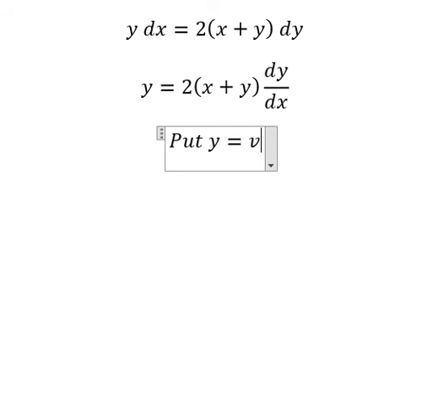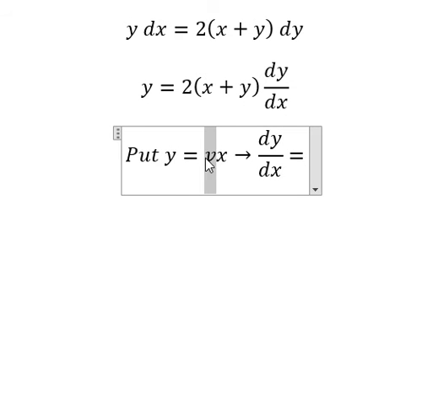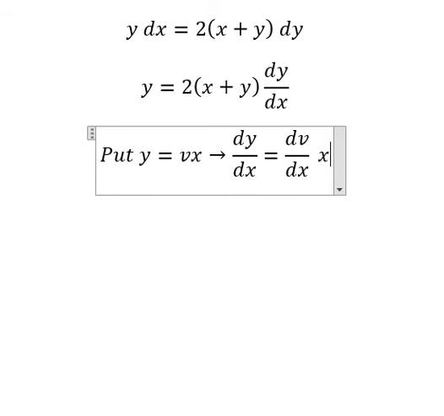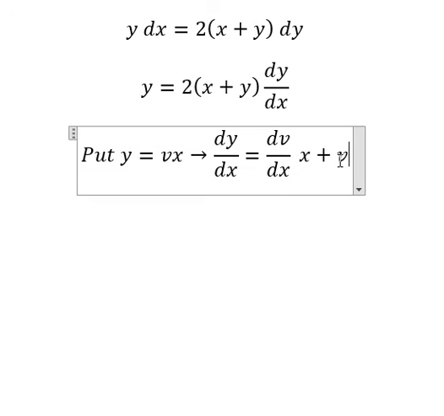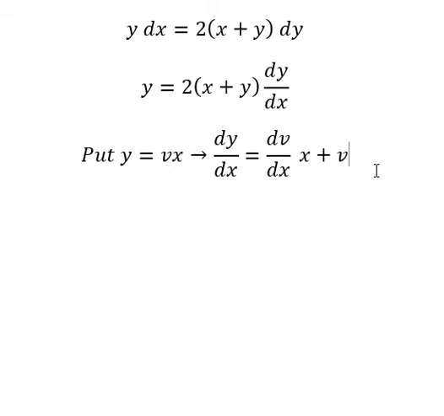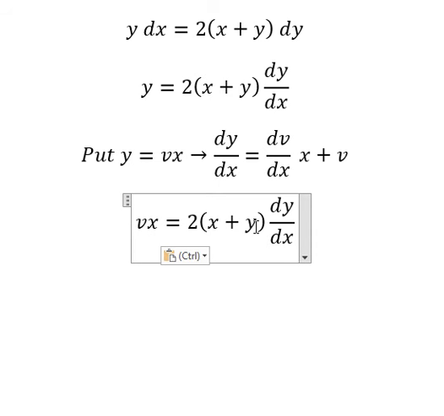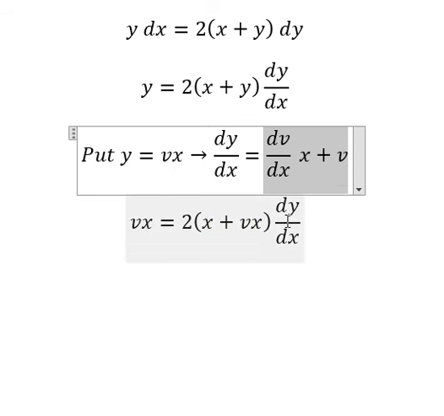y equals vx. So if we first take the derivative of both sides, you get dy over dx. So we first take the derivative of v, you get dv over dx multiplied by s. Later we take the derivative of s, you get 1, so you get v in here. So we put this one in here, and here dy over dx we change for this one.